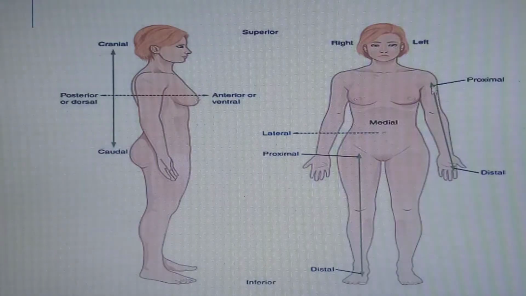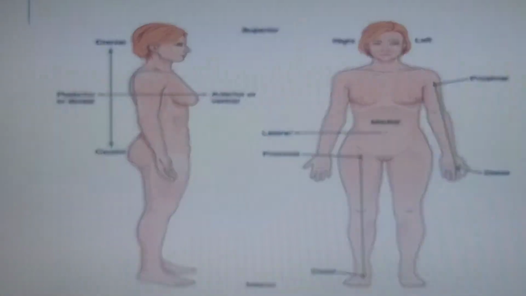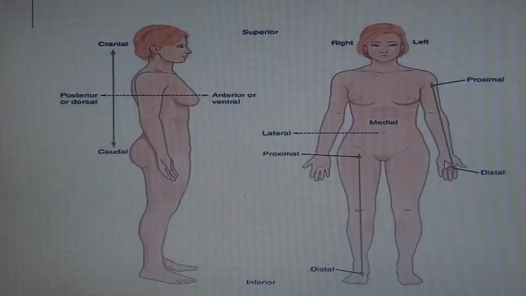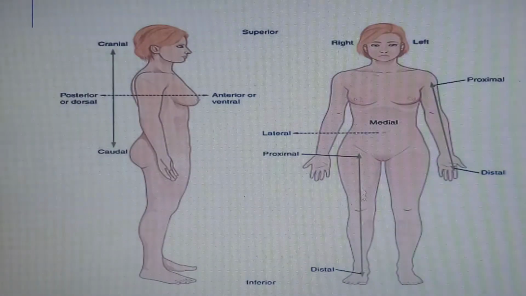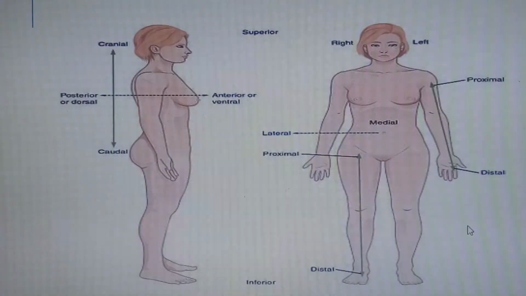Now apart from that, there are some structures with respect to a reference point. Some structures are closer to a reference point, and some are away from it. If you are closer, then we say you are proximal. If you are further away from a reference point, then we say you are distal. Sometimes we can use superior and inferior, but with respect to the limbs, both upper and lower, it is better to use proximal and distal instead of superior and inferior. These are directional terms which are very important.